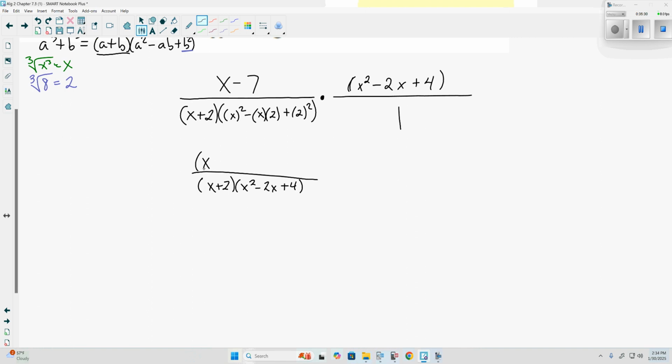On top, we will have x minus 7. And really, we also have the x squared minus 2x plus 4. Put them on and multiply them, stuck them all together. That's the nice thing with these parentheses. Multiplying is just putting them next to each other. What's in common? The quadratic.